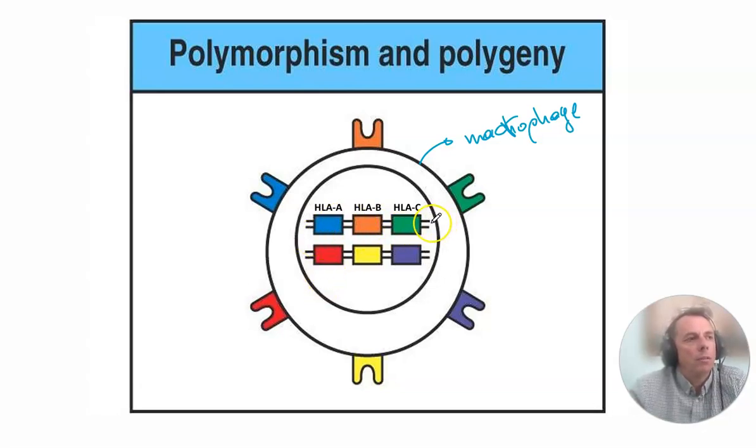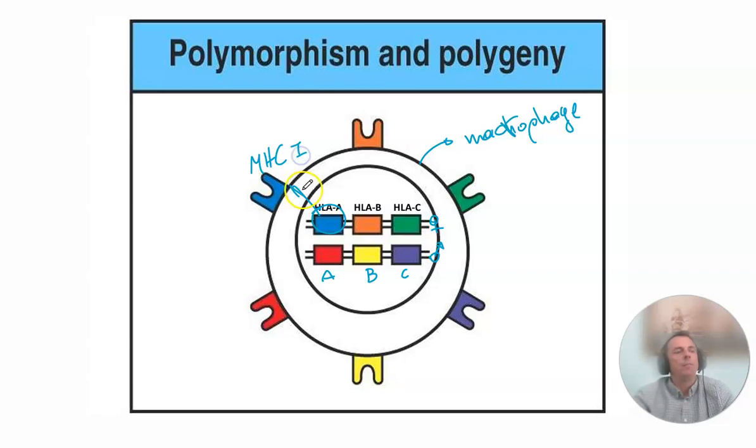So on this macrophage of this individual, we've got the maternal origin and the paternal origin chromosome 6 with the loci for the genes HLA A, B, C on each chromosome. So again, this is A, B, and C genes. But as you see, the alleles are different, and each of them expresses a different MHC class 1 molecule, because the alpha chain, the heavy chain, is different.